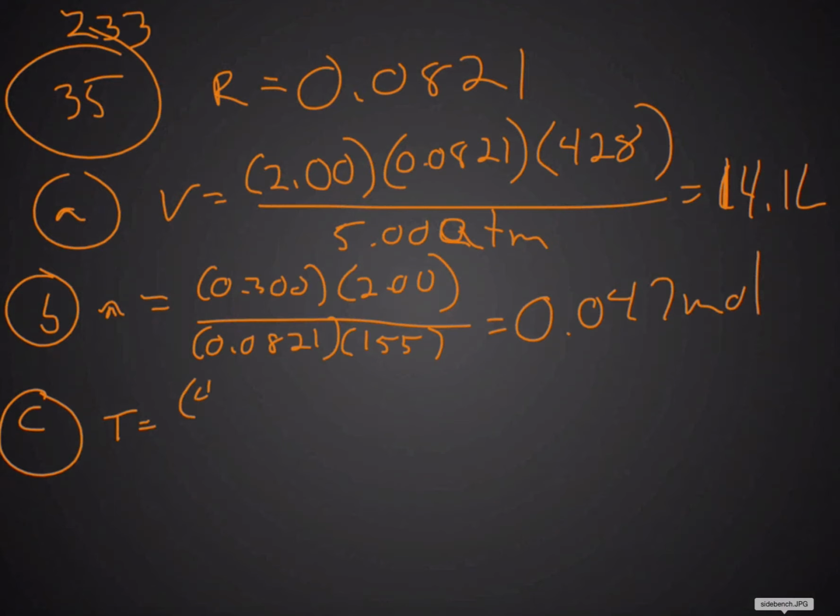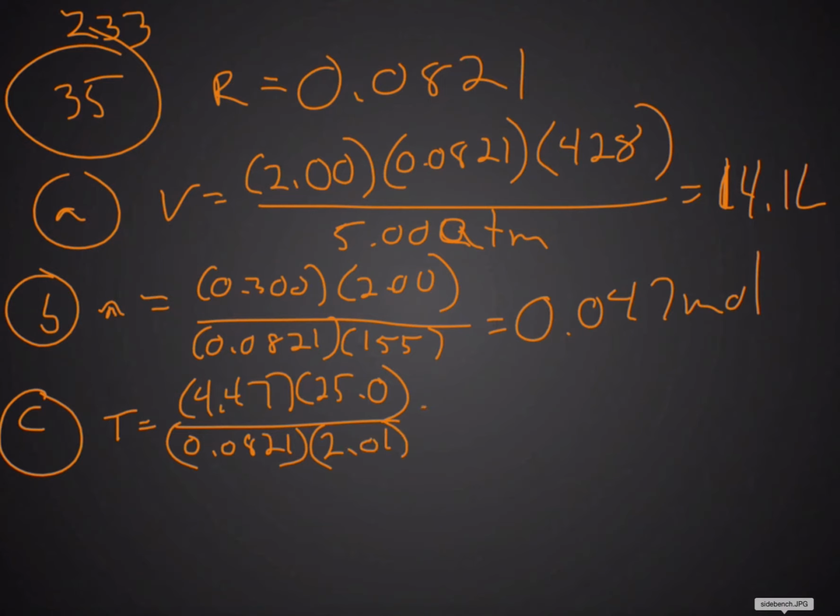C, we have the temperature that we're after. Temperature is the pressure times the volume divided by the gas constant times the number of moles. Do that out and we get a temperature of 677 Kelvin. That's already in Kelvin. When you do these problems to find the temperature, it automatically comes out in Kelvin. But if you're given Celsius, you have to convert to Kelvin first. If you're asked for Celsius, you have to convert to Celsius at the end.